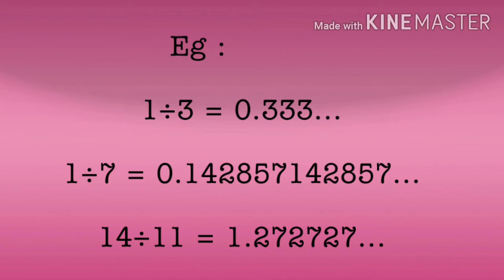First one, terminating, which means after some finite steps it ends. Then the next condition is non-terminating recurring, which means it has no end and numbers are repeating.